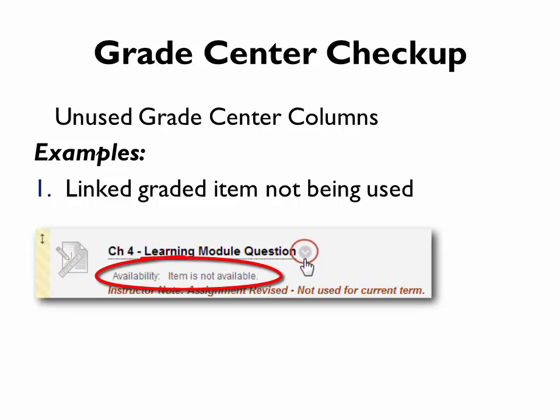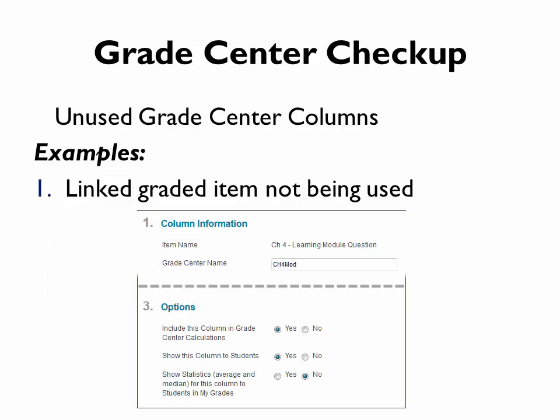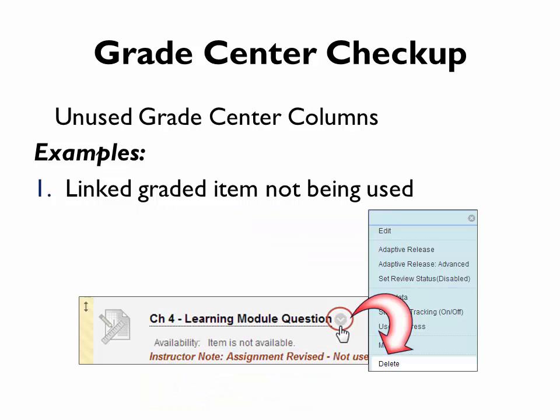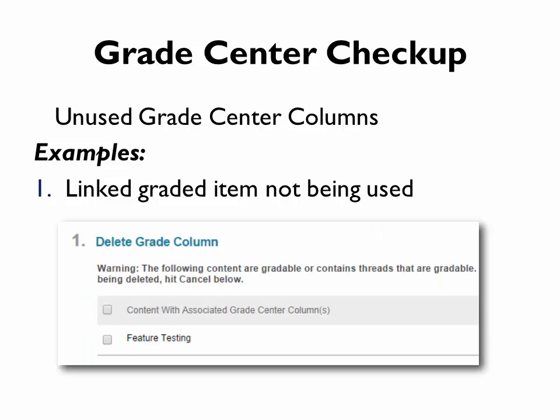Even if an item is not available to students in a course area, the linked Grade Center column might still be visible and will appear in the Student My Grades list. It will be less confusing to students if these columns are deleted. You will need to delete the graded item from the course area first, and for some items, you are prompted with options to delete only the item or delete both the item and the Grade Center column information.